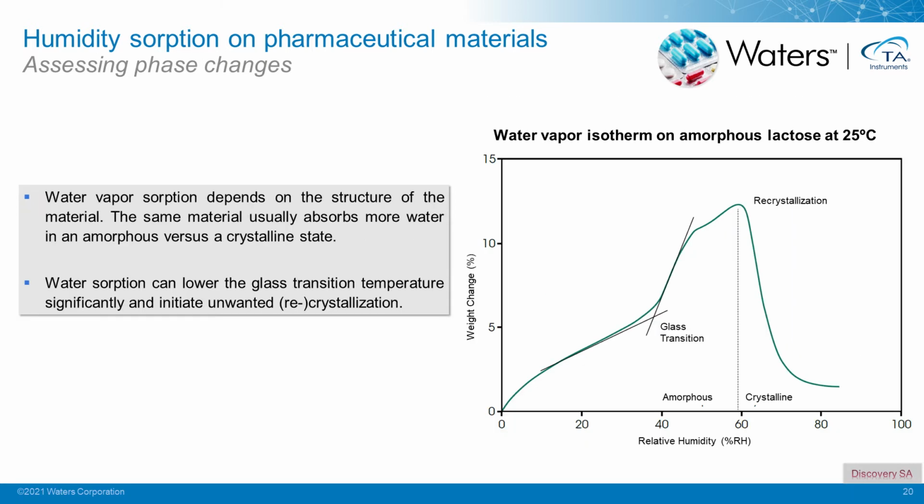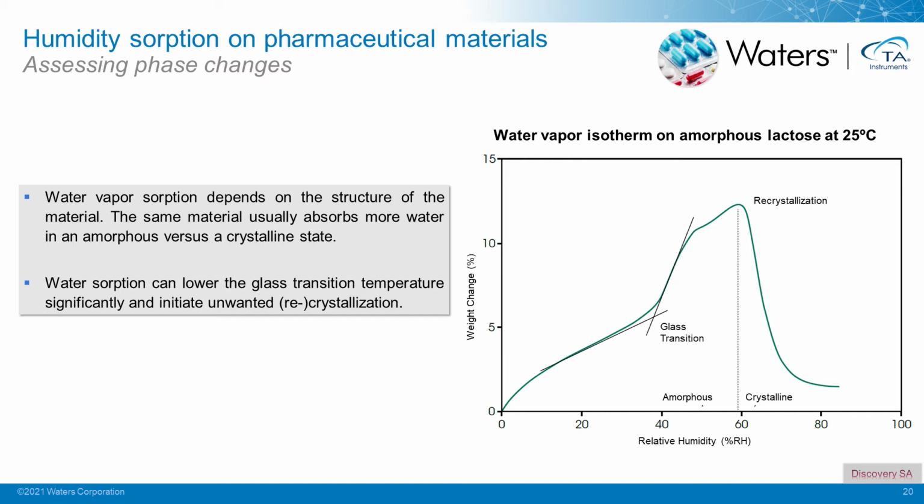Now here is a scan of relative humidity. So we're not stepping relative humidity here, we're actually scanning it. And this is looking at an excipient. This is amorphous lactose. Lactose is a very popular excipient. It's something that's used to hold your active pharmaceutical ingredients so that you can make a tablet out of it.